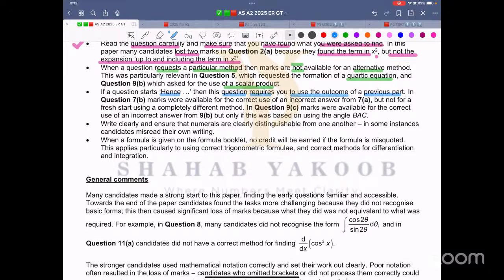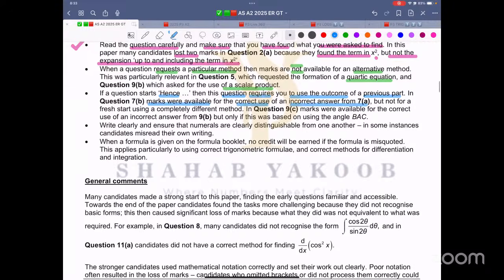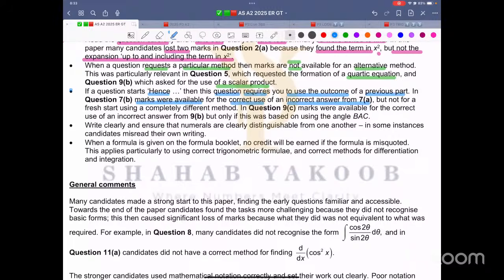In 7b, marks were available for the correct use of an incorrect answer from 7a. Now that is very important. Read it once again. Marks were available for the correct use of an incorrect answer from 7a. A lot of people ask this question about follow through. Yes, your part A might be wrong, but if you use this part in the correct manner, based upon hints, marks will be given. And when will marks not be given? But not for a fresh start using a completely different method.